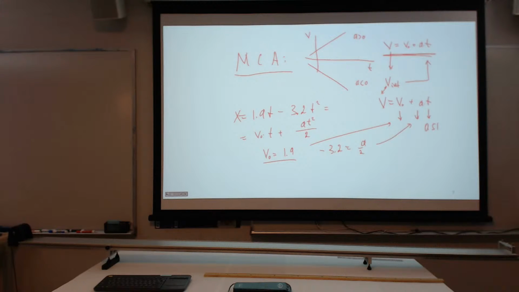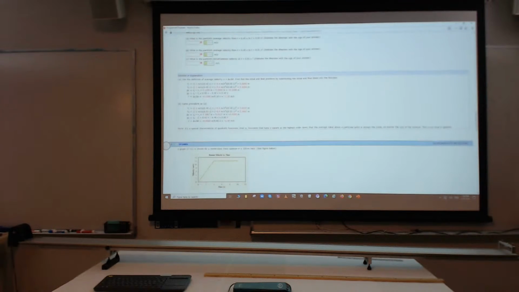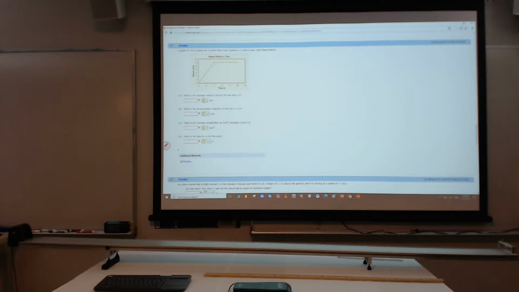For question 7, I just wanted to make sure I was doing this correctly. Question 7 asks for the average velocity for the first 4 seconds. And I think the equation that you're supposed to use, the average equals v1 plus v2 divided by 2. No. This equation you've mentioned gives you an average velocity only for the motion with constant acceleration.